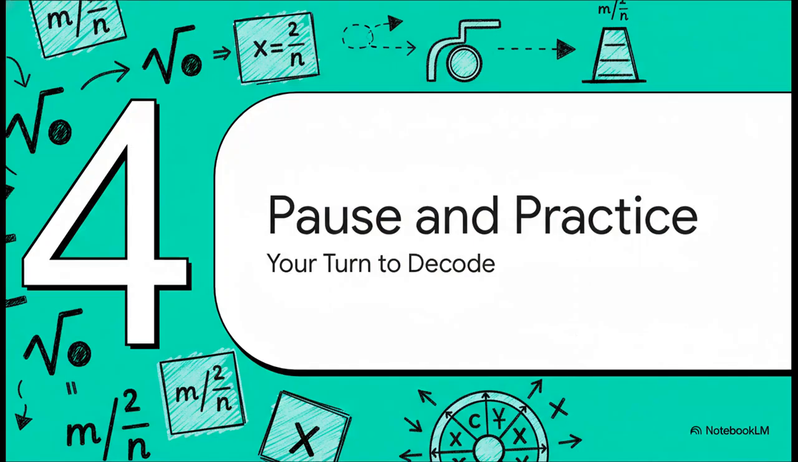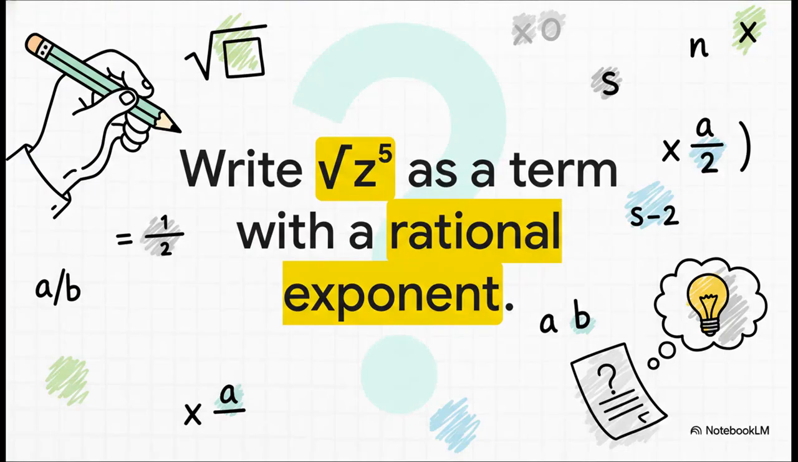All right, you've seen the rule, we've walked through examples, and we've even looked at the biggest pitfall. Now it's your turn to put it all together. Time to decode one yourself. Okay, here's your challenge. I want you to write the square root of z to the 5th power using a rational exponent. Go ahead and pause the explainer right here, grab a piece of paper, and give it a shot.